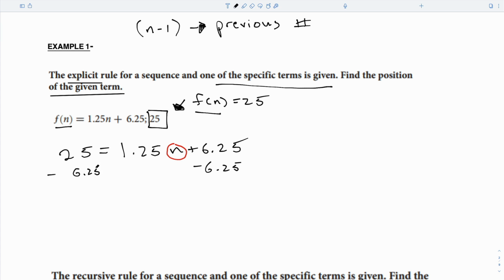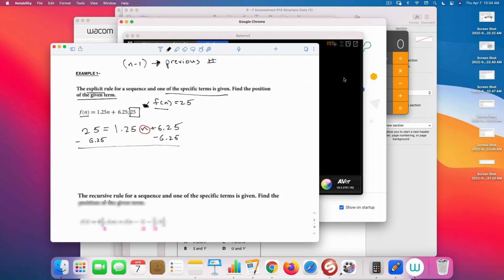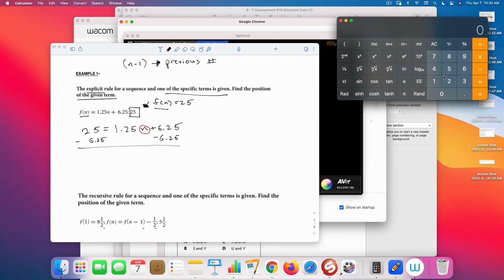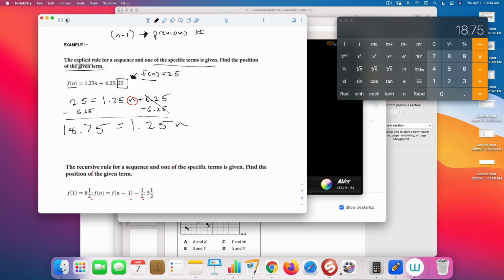Doing partners and independent, I'll let you get a calculator. For now, we'll just use mine, unless someone can do that mentally real quick. 25 minus 6.25. No, not 23. It's 18 something. 18.75. Okay. 18.75. We're close. 1.25 on the right. Zion, what do I do last step?